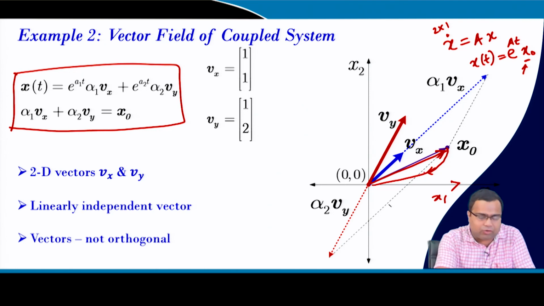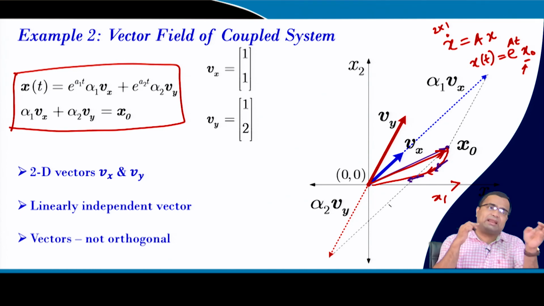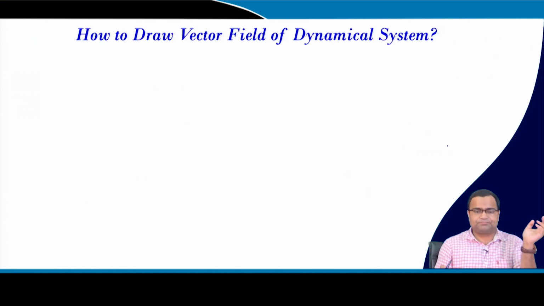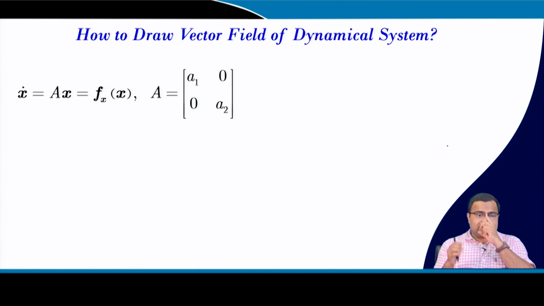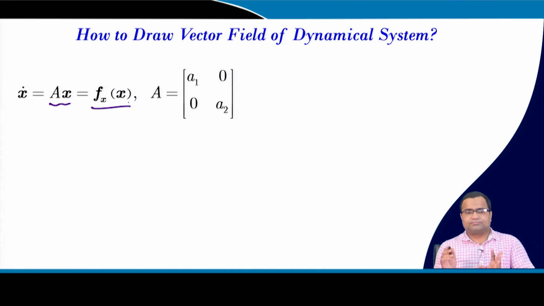So this trajectory can be drawn by using the vector field. That means if you draw a tangent at every point, you will get the direction of the vector field. By computing the direction of the vector field, we can slowly move the point and eventually draw the trajectory that x0 will follow to reach the origin as t tends to infinity for a stable system. So how to draw the vector field? Let us start with x dot equal to Ax, where Ax can be written as a vector f of x, where we are starting with a decoupled system A1 A2.